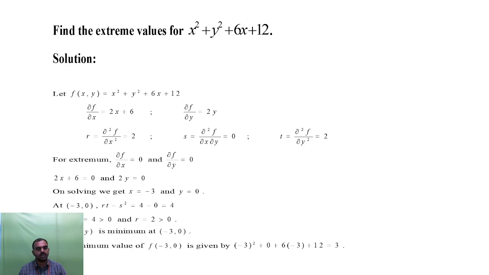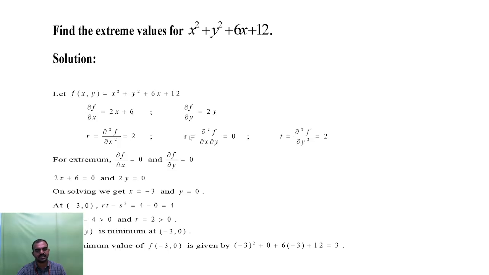Next, to find r. What is r? r is ∂²f/∂x². This is the derivative of the first derivative ∂f/∂x again. Here 2 is constant, x differentiates to 1, and 6 is constant so 0. So r is 2.